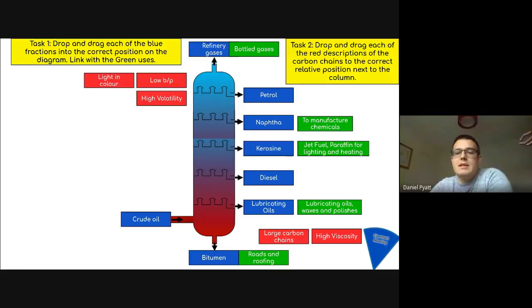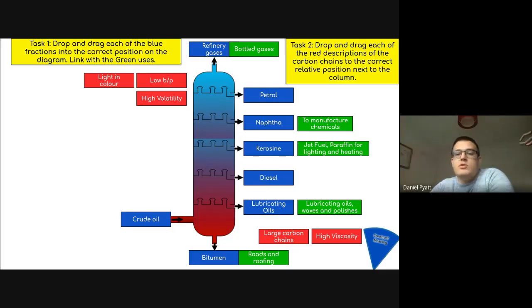You can then see in the green boxes what the uses of each of those are. So refinery gases at the very top are used as bottled gases. So literally the kind of bottled gas that you might have outside next to your barbecue, or around the back of a caravan, or any of those kind of things. It's the same bottled gas that we use in the lab, which is methane.